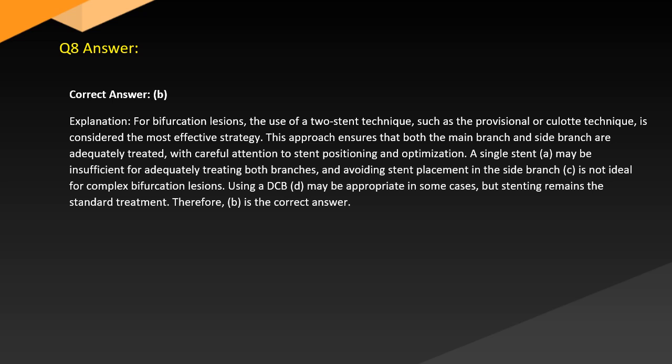Answer. Correct answer, B. Explanation. For bifurcation lesions, the use of a two-stent technique, such as the provisional or culotte technique, is considered the most effective strategy. This approach ensures that both the main branch and side branch are adequately treated, with careful attention to stent positioning and optimization. A single stent may be insufficient for adequately treating both branches, and avoiding stent placement in the side branch, C, is not ideal for complex bifurcation lesions.